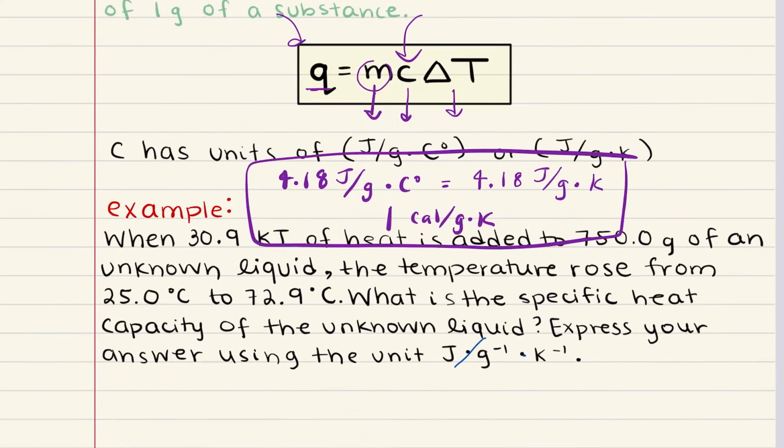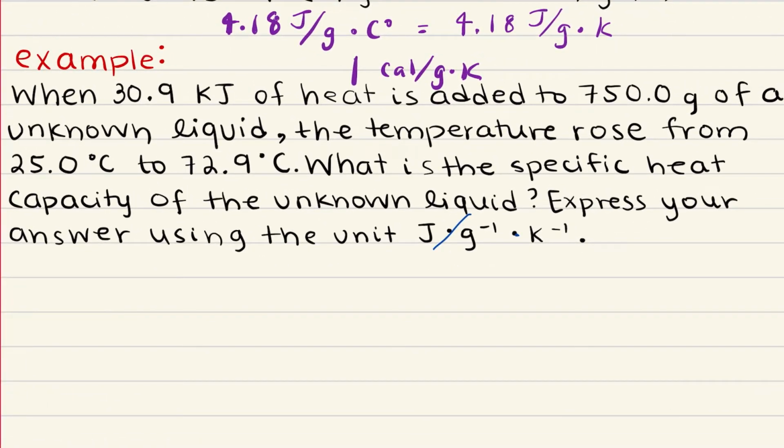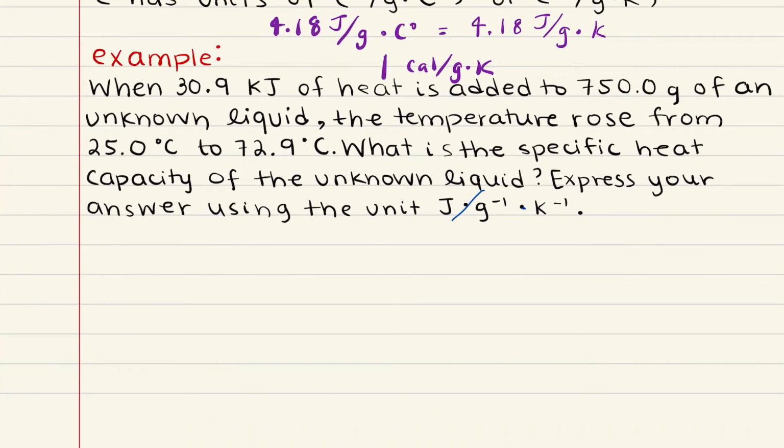Now with that, let's go ahead and jump into an example problem. This example problem reads, when 30.9 kilojoules of heat is added to 750 grams of an unknown liquid, the temperature rose from 25 degrees Celsius to 72.9 degrees Celsius. What is the specific heat capacity of the unknown liquid? Express your answer using the units joules per gram per Kelvin.